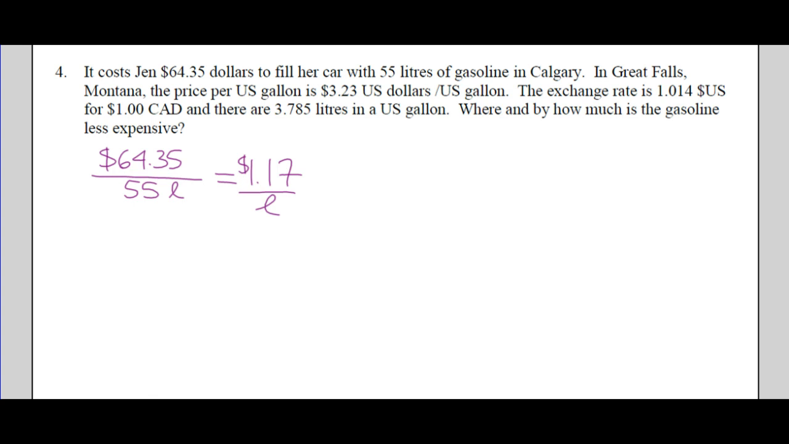Okay. Now, in Montana, the price is $3.23 US dollars per US gallon. So we want to convert a rate of $3.23 US, so let's go USD, per 1 US gallon, 1 USG. And now we're going to convert that rate, okay? So here's how we're going to do our conversion. We need to end up with Canadian dollars per liter, okay? That's what I'm aiming for. So we're aiming for dollars Canadian per 1 liter. Okay, then we'll have the same rate.